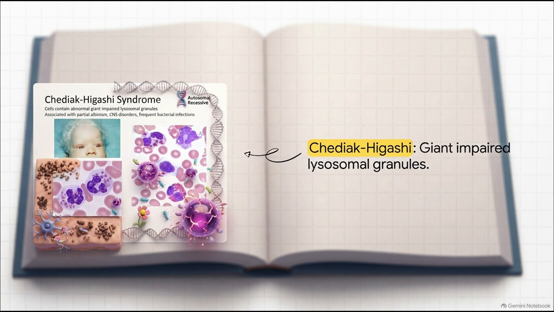Clinically, this tragic disorder is associated with partial albinism, central nervous system disorders, and frequent bacterial infections that usually, sadly, lead to death in early childhood.